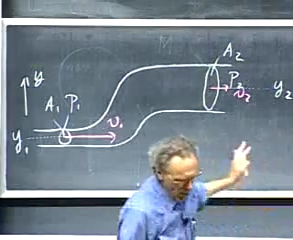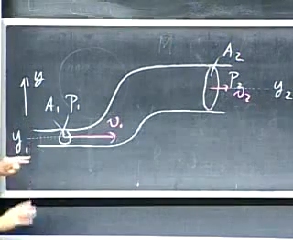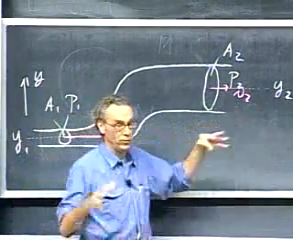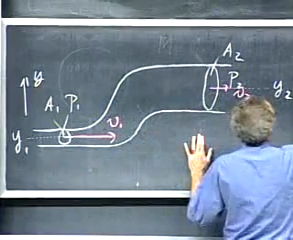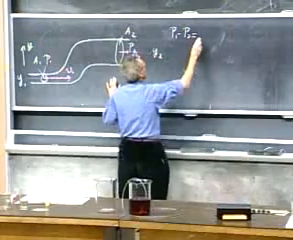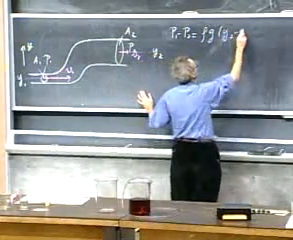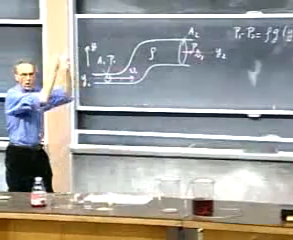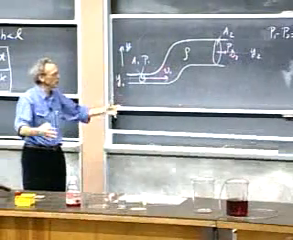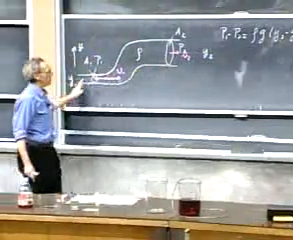Now, if this fluid were completely static, if it were not moving, so forget about the V1 and forget about the V2, it's just sitting still, then P1 minus P2 would be rho g times (Y2 minus Y1), if rho is the density of the fluid. That's Pascal's law. So we'd just be sitting still, and we know that the pressure here would be lower than the pressure there.